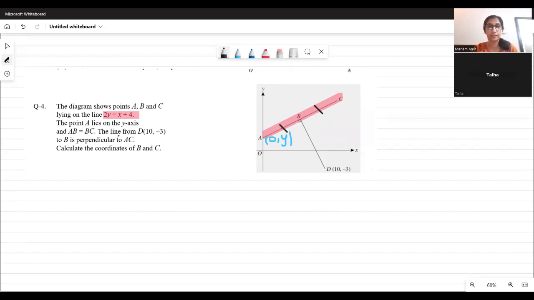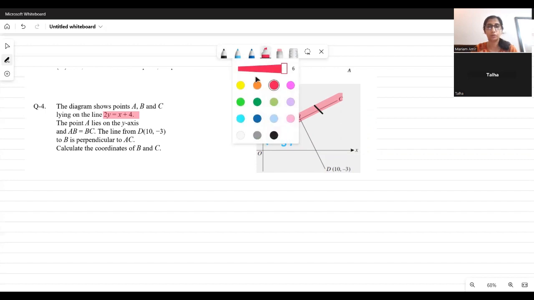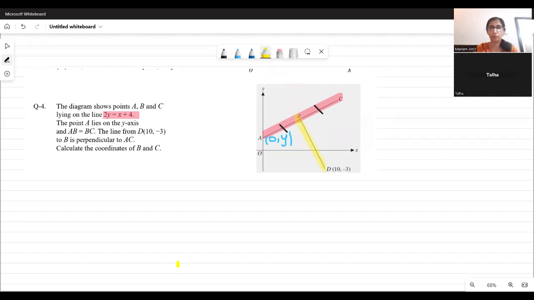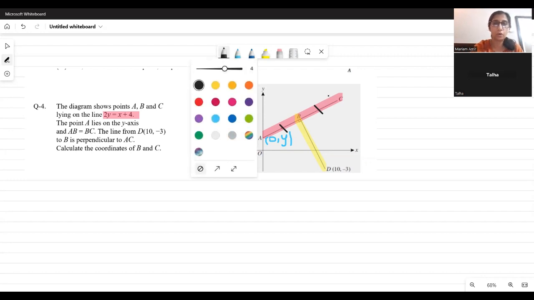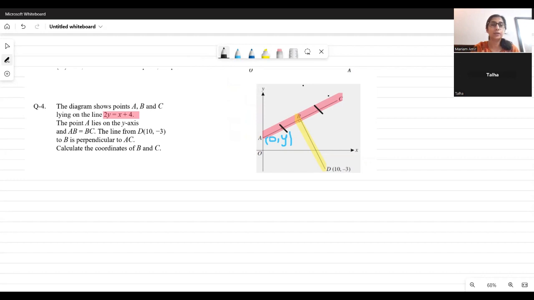The line from D (10, -3) to B is perpendicular to AC. So you're told that these two lines are perpendicular, right? That means if we have the slope of one of these lines, we can find the equation of the other line. Calculate the coordinates of B and C. So we need the coordinates of B and of C. Again, if we have either one of these, you should be able to use movement to get to the other coordinate. For now, we know that the equation of AC is 2y equals x plus 4.